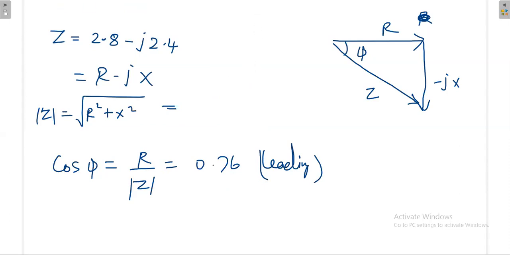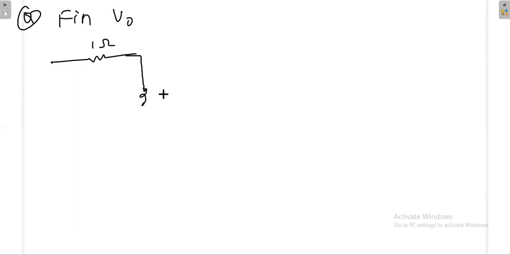Okay, so next question, find V naught. Suppose the question is like this: this is 1 ohm, this is 2 henry, this is 20 cos omega t. Okay, 20 cos omega t.